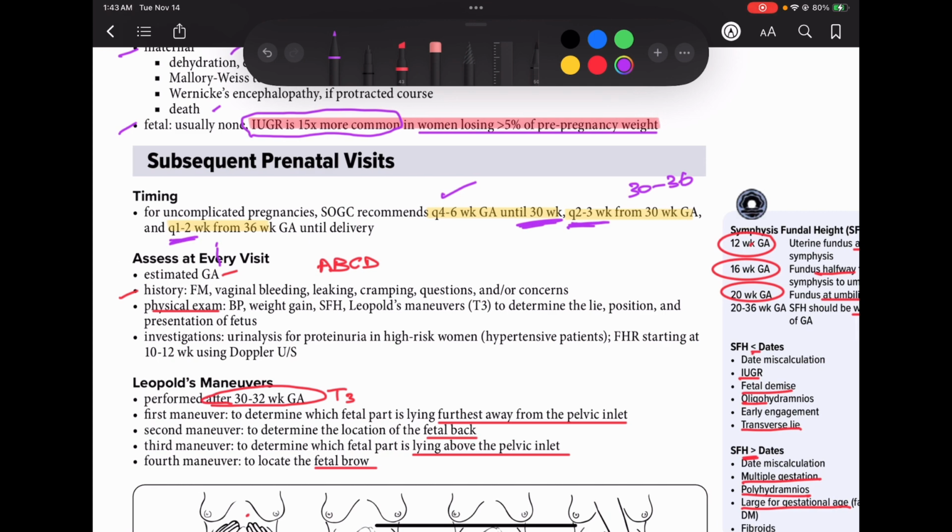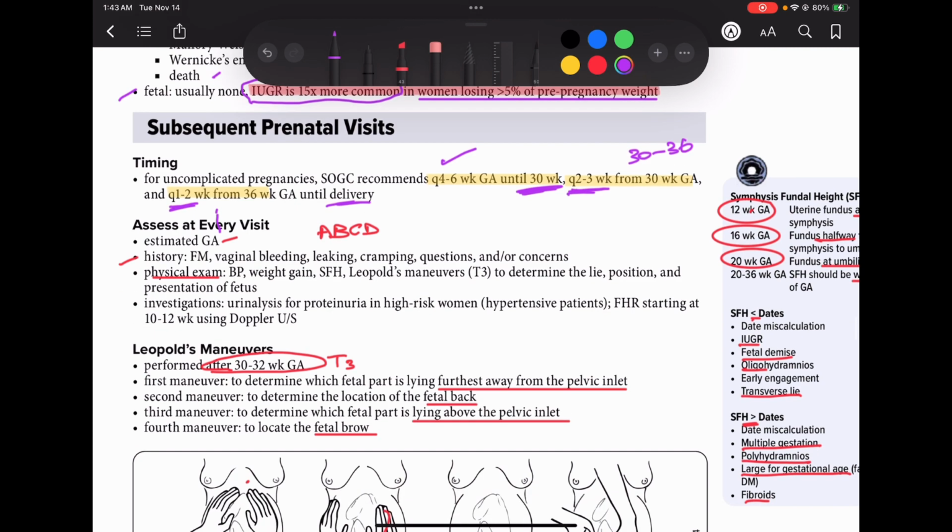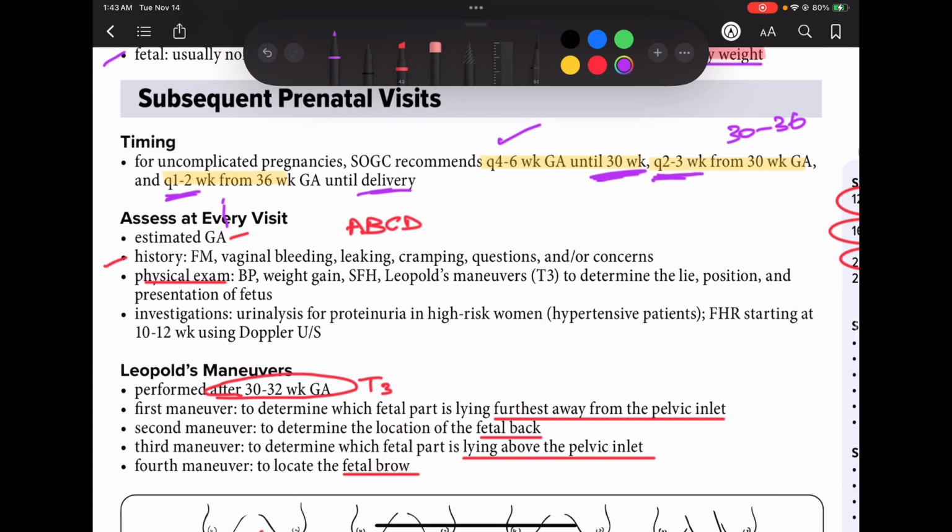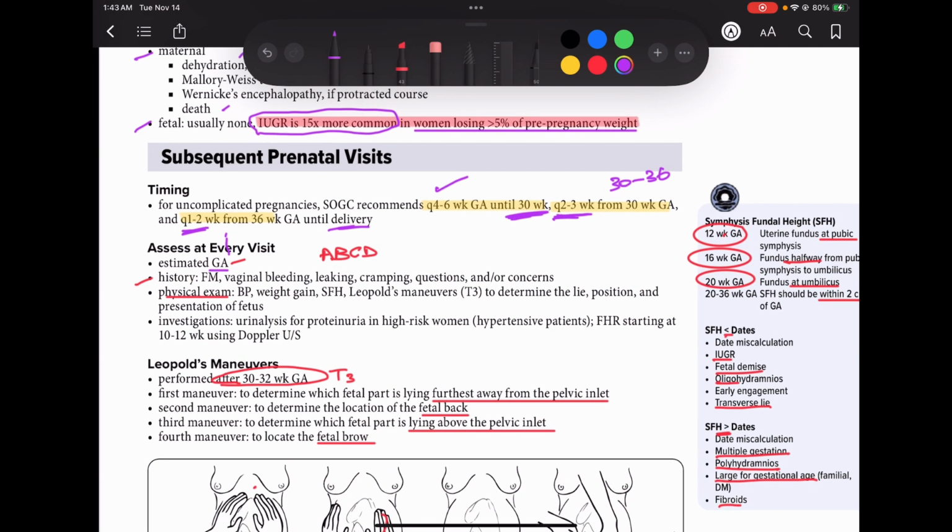As the critical time comes, until delivery after 36 weeks, we see them every week. And what do we assess at every visit? At every visit, we're just gonna confirm the estimated gestational age, talk about history, fetal monitoring, vaginal bleeding, leaking, cramping, any questions, any concerns.